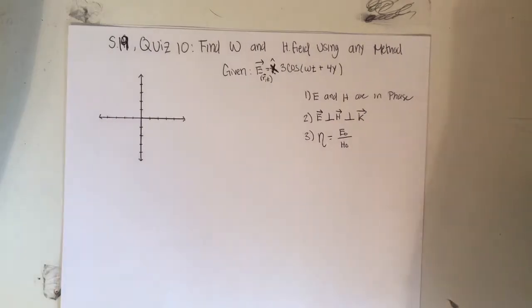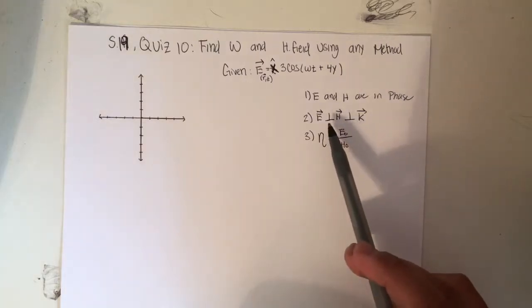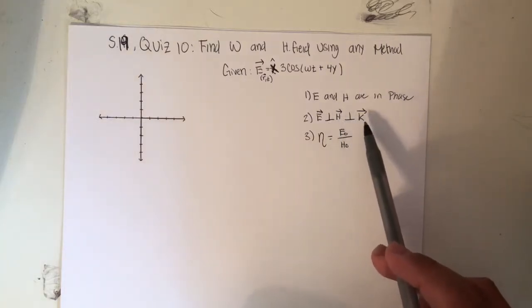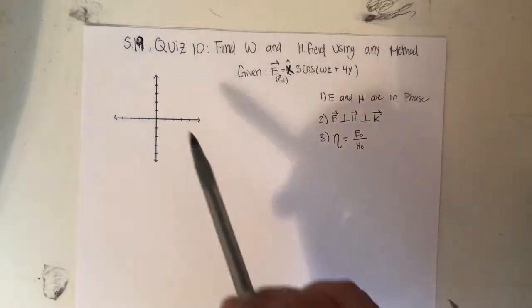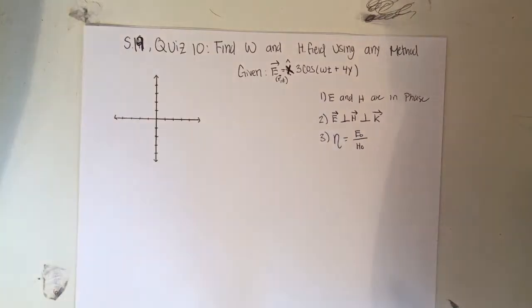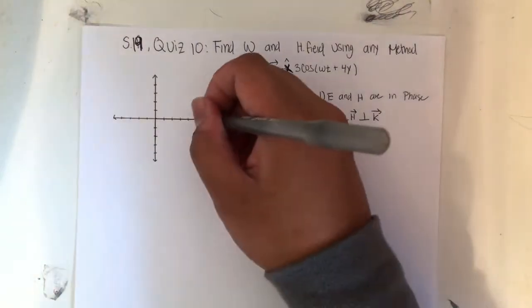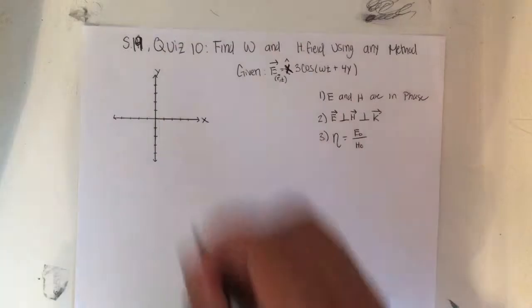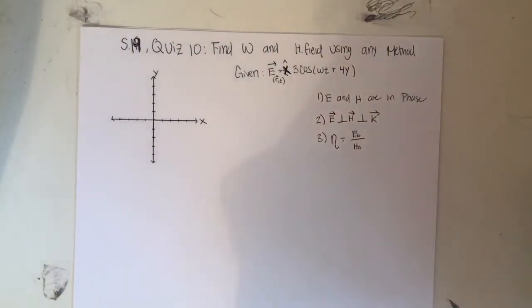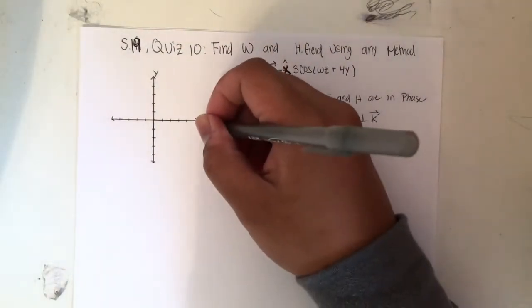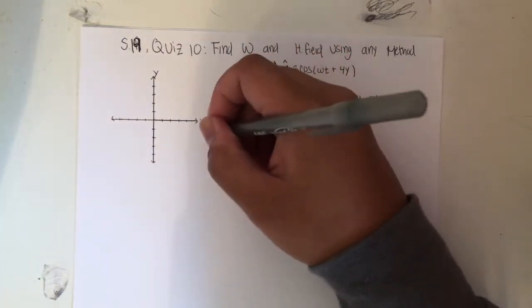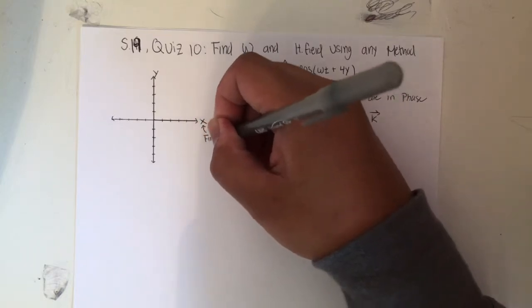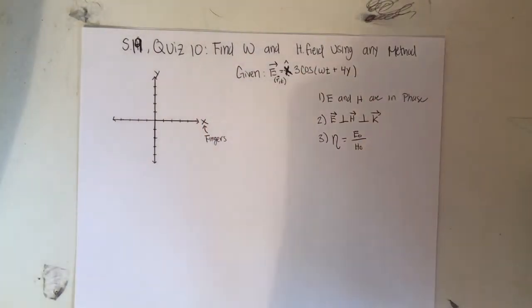Alright. So we know that E and H are in phase, and we know that E direction is perpendicular to H direction, which is perpendicular to K direction. And we'll go ahead and figure out the direction of our axis. We'll be using an X and Y axis. Again, we'll be using the right hand rule to determine the direction of X, Y, and Z.